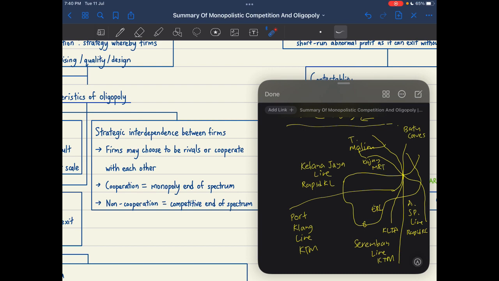So let's say if these companies do not work together to integrate their stations, then this means that if they were to compete with each other, you'd end up actually building a secondary line beside the Port Klang line, a secondary line beside the Seremban line.